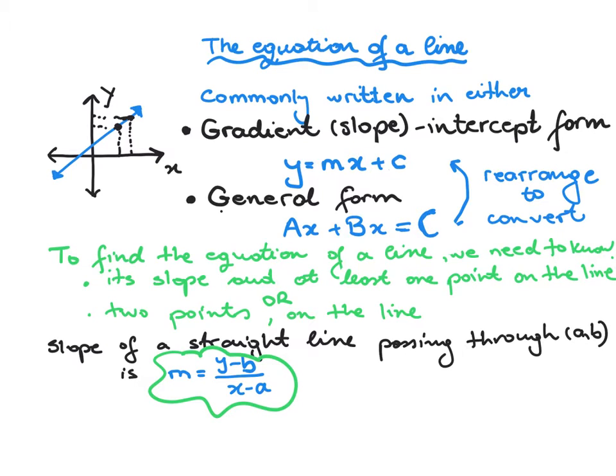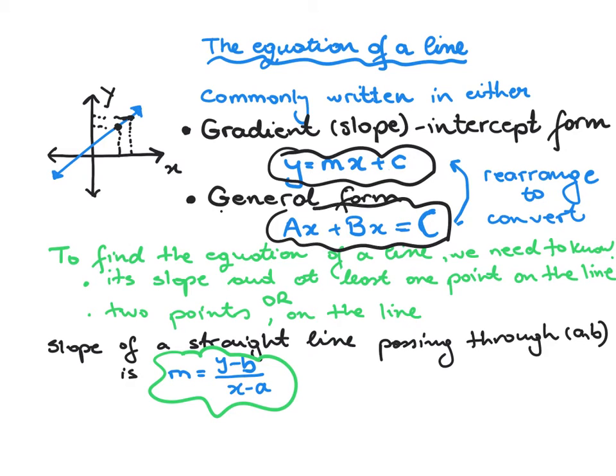The commonly written equation of a line is either in gradient slope intercept form, which is this one here, y equal to mx plus c, or in general form, ax plus by equal to C. What we need to remember is that this small c and capital C are not the same. They may have the same value, depending on the equation, but they don't have the same meaning.